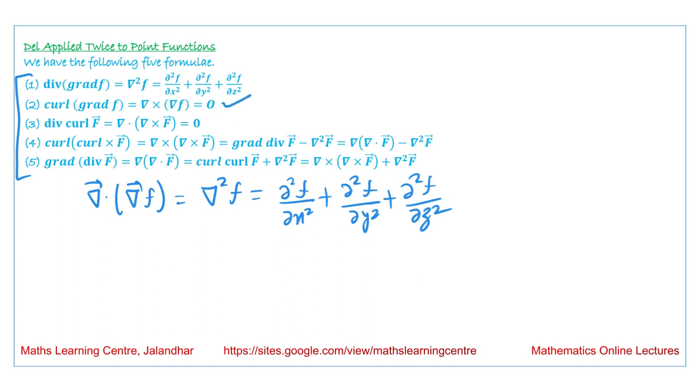Similarly, if we are calculating curl of gradient of f, it is 0. If we are calculating divergence of curl of f, it is 0. And next we have these two results. Now we are going to prove all these 5 results.